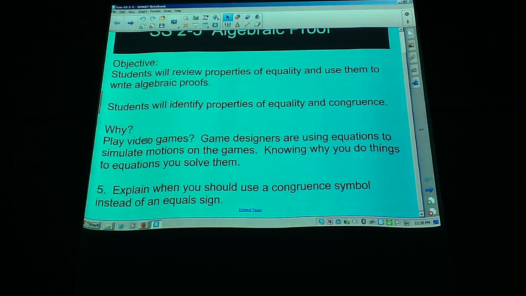Where we could use this, if you're ever going to be a game designer, which would be a cool job, you have to be able to use equations in order to simulate how fast you want to run, or what level you're going to tackle a person at, and so on and so forth.